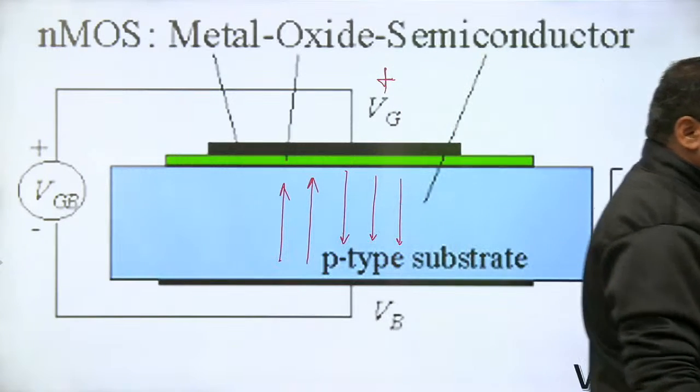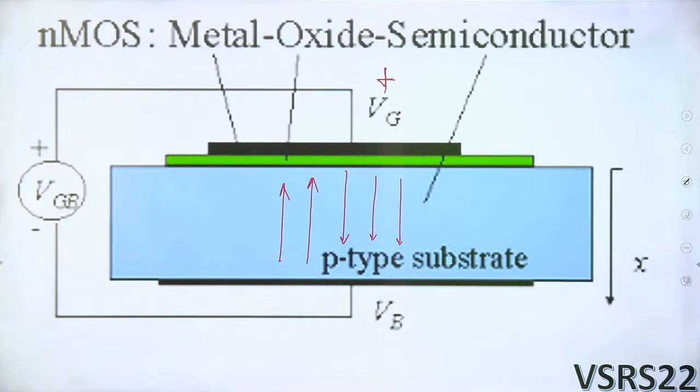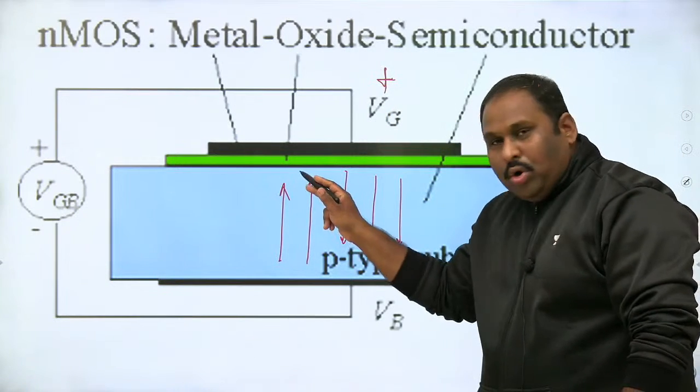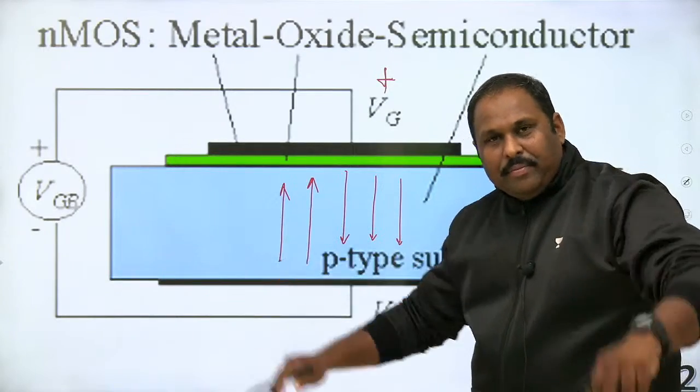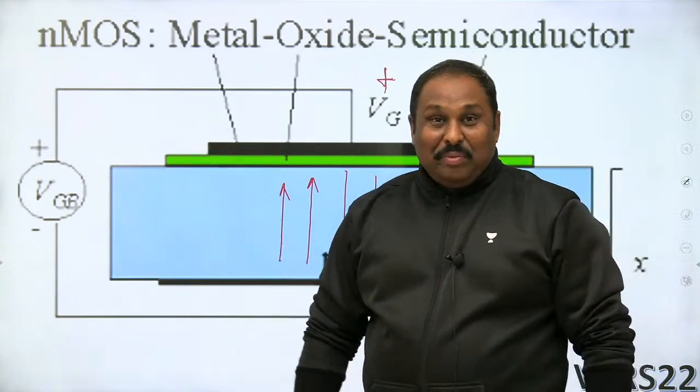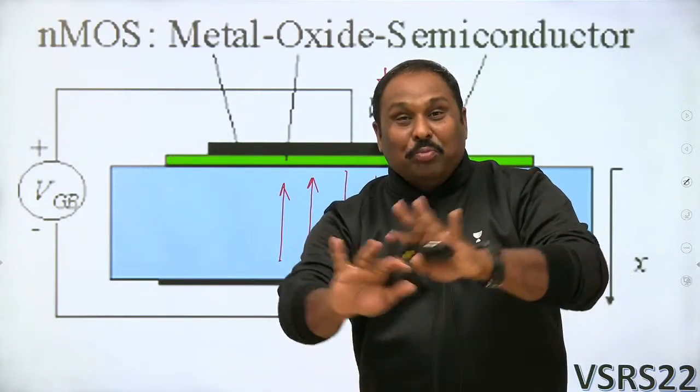Something which is tougher, something which is not a joke. So the positive voltage should be such that all the holes move away. That means it has to overcome the flat band, overcome the built-in, so that the holes move.